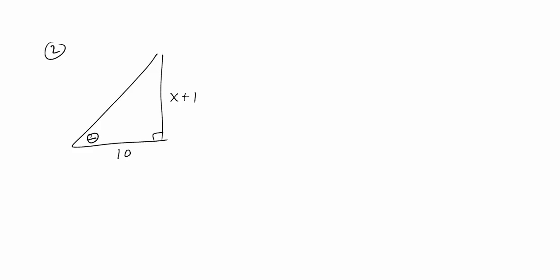So here, first of all, what I would suggest is identify the sides. Well, once again here we have the adjacent side. The x plus 1 is the opposite side. So we ask ourselves, what trig function has the adjacent and opposite side? And hopefully we can remember that would be the tangent. So that means the tangent of our angle theta is equal to the opposite, which is x plus 1, over the adjacent, which is 10.